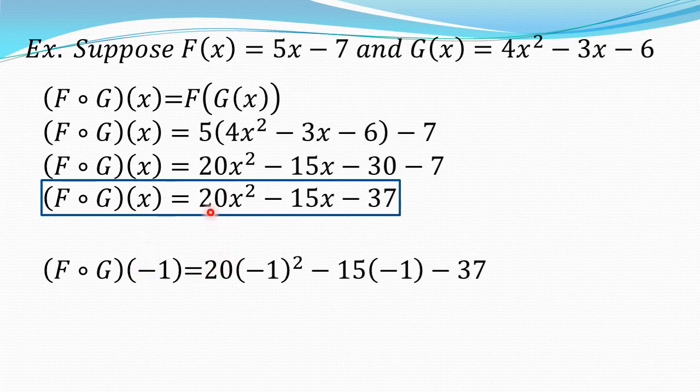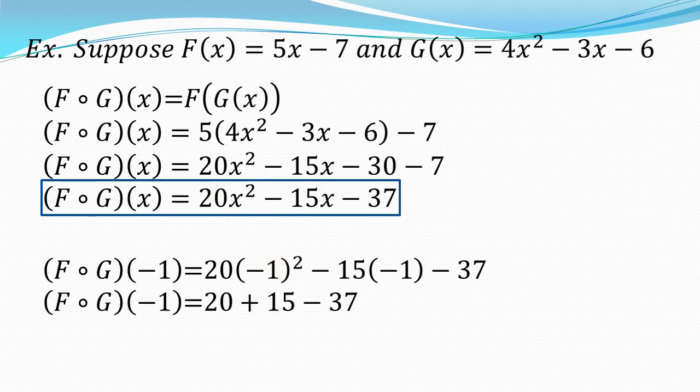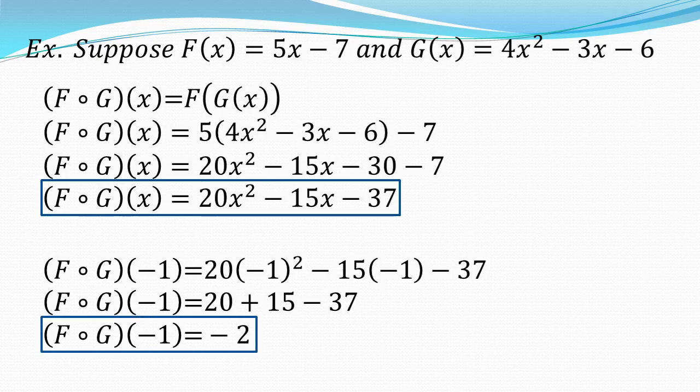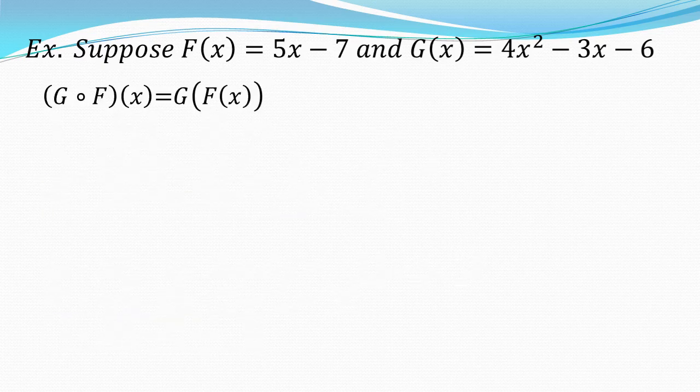So we substitute all the x's of this expression with negative 1. We get this. Because this is going to be positive 1, 20 times 1 is 20, negative 15 times negative 1 is positive 15, minus 37. That's just negative 2. That is your final answer for evaluating at x equals negative 1.